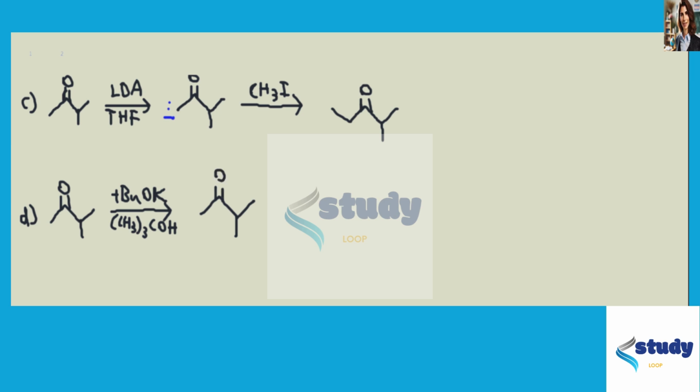Okay, and that is going to allow us to deprotonate the more hindered position. So now our lone pair and negative charge are there. And then again, just as in part C, we can use methyl iodide to add a methyl group there.